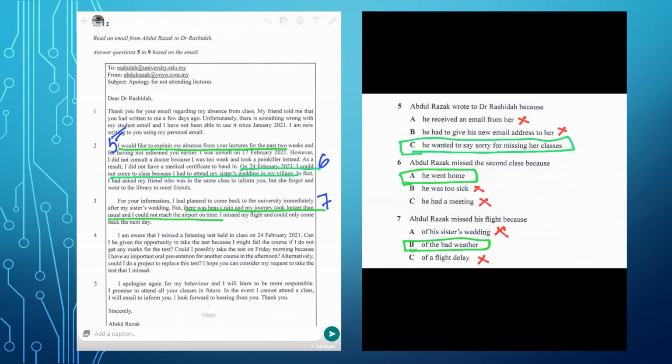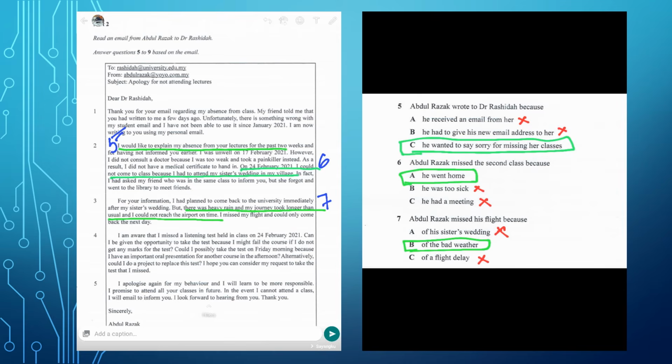So you go back to the question, we have to eliminate the wrong answers. B, he was too sick. That will be the first reason, not the first class, not the second class. So wrong. C, he had a meeting. That was not mentioned in the passage. Alright, so A, he went home. Yes, the answer is A, because he went home has the same meaning as he went back to the village because he attended his sister's wedding. Okay, we go to number 7.